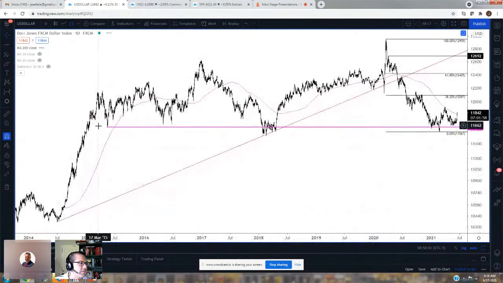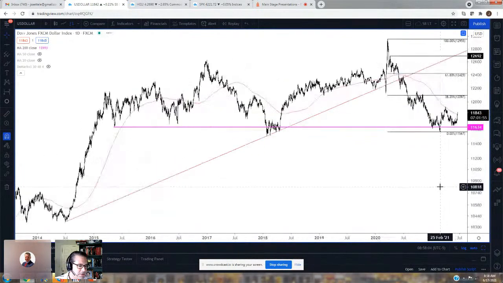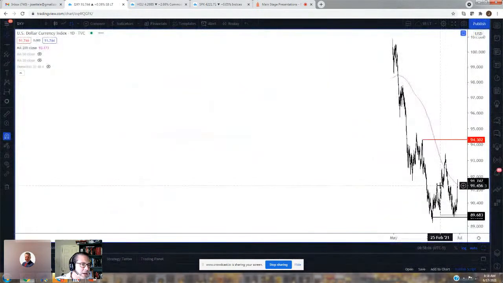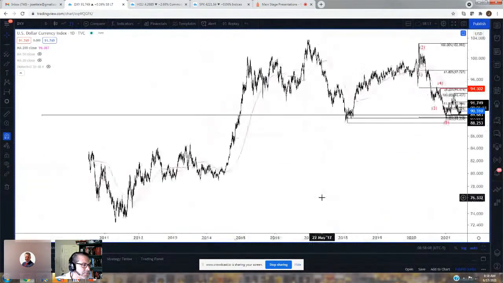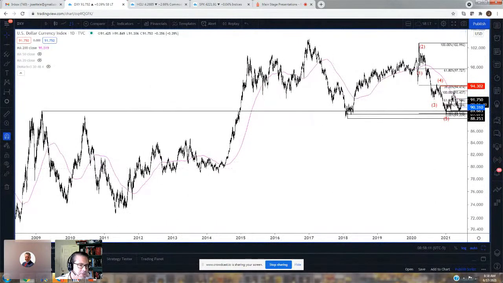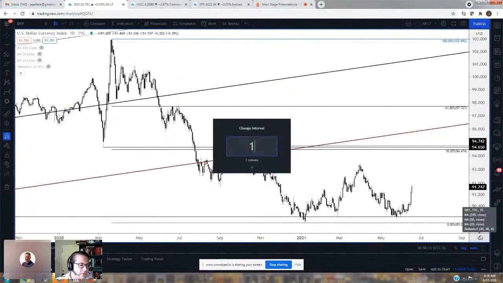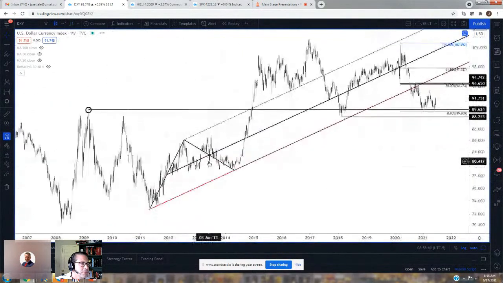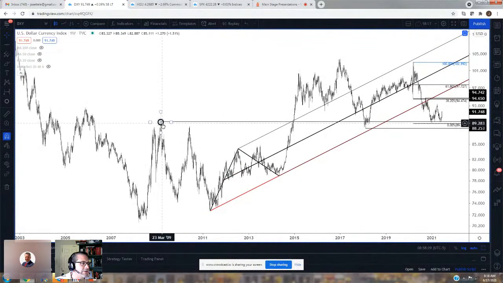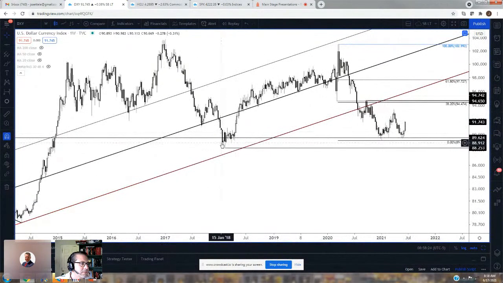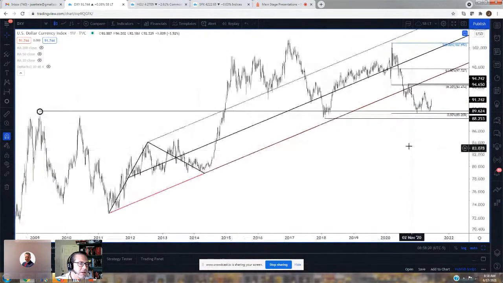You've got to remember, we are coming from a huge level. If we look at DXY, let's look at this one a little cleaner. Huge level, right? 2009 high, base in 2018. And here we are since December of last year.